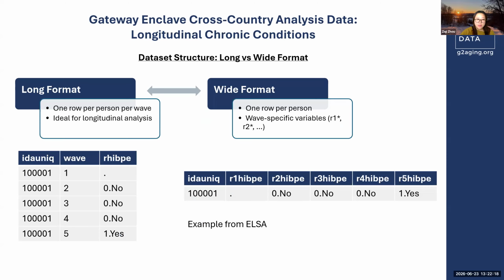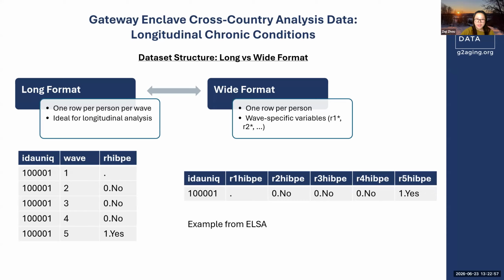In the example, the same respondent appears multiple times, once for each wave, with hypertension status recorded separately at each interview. Notice that in wave 1, the hypertension variable is unavailable, while beginning in wave 2, the respondent reports no hypertension until wave 5, where the respondent first reports having hypertension diagnosed by a doctor. This format is particularly useful for longitudinal analysis because it allows researchers to directly model changes over time and identify when a health condition first occurred.